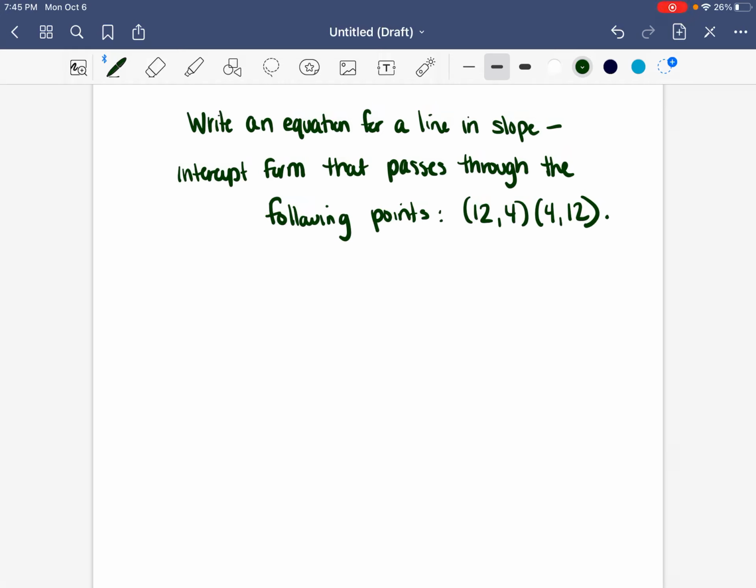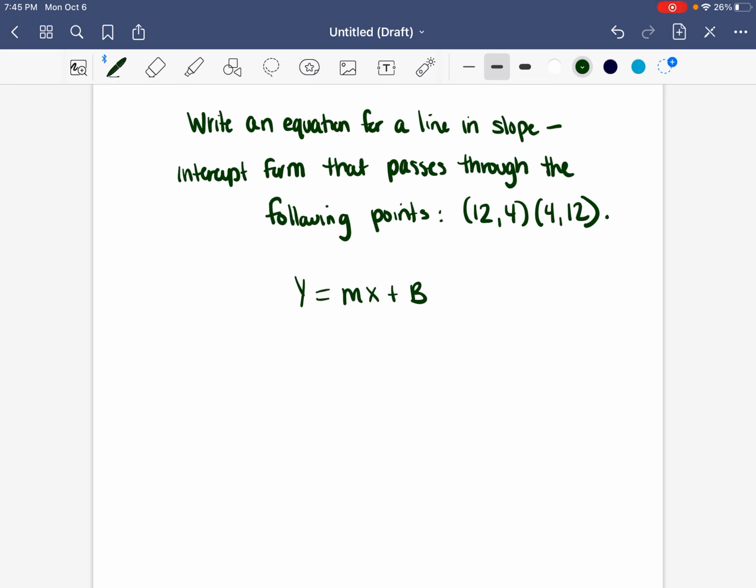In this video, I'm going to show you how you can write an equation for a line when you're given 2 points. It says, write an equation for a line in slope-intercept form that passes through the following points, (12, 4) and (4, 12). First, let's write what the slope-intercept form is, which is y equals mx plus b.